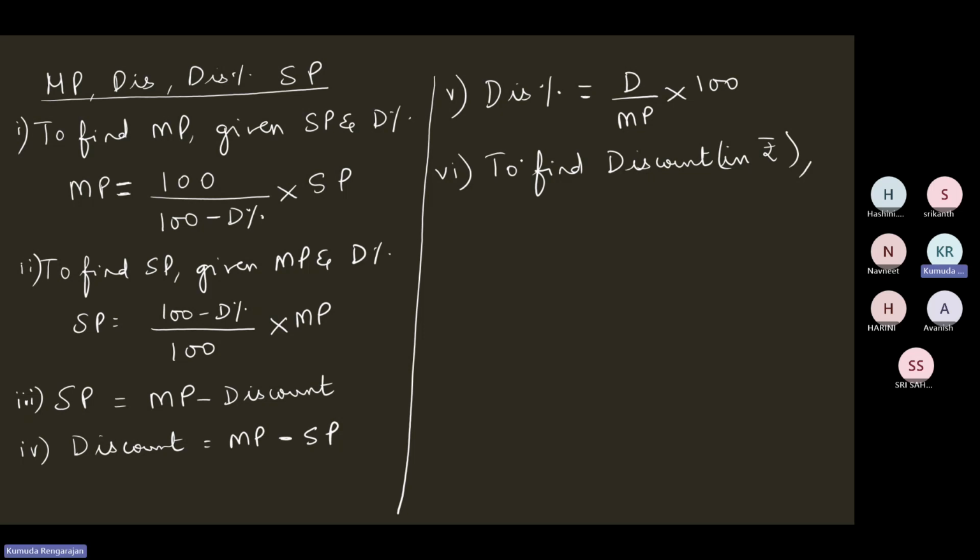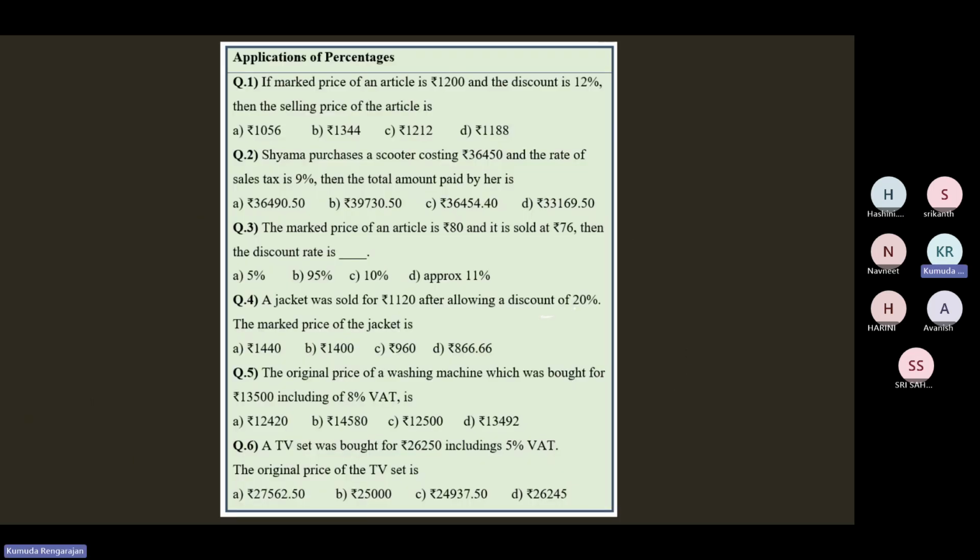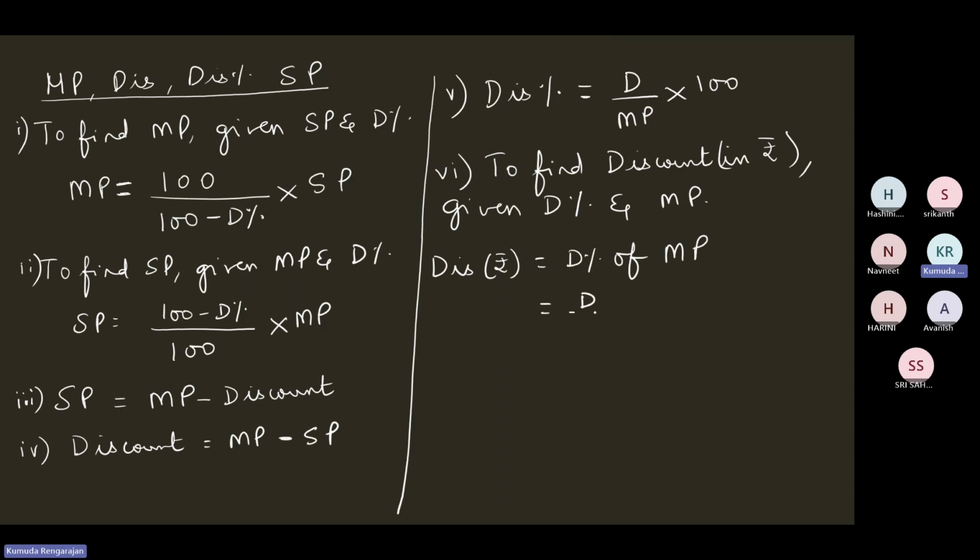So if you have to find the discount in rupees, given the discount percentage and the mark price, discount in rupees will be, it's applied on the mark price. It is the D% of the mark price. So the formula is discount by 100 into MP. That is, discount percentage by 100 into MP.